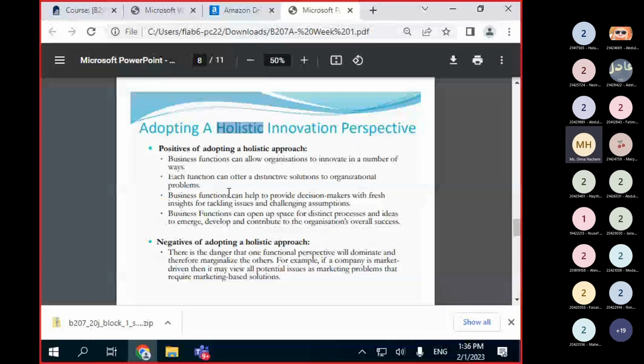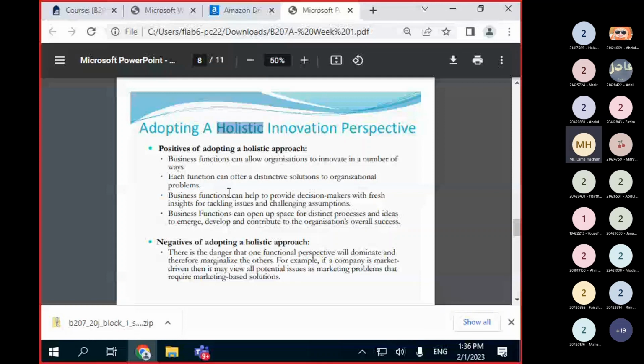Okay, interconnected. Holistic. Holistic in this title means شامل. Yes, conclusive or شامل. Holistic innovative perspective means in all the organization. So we have the same strategy everywhere in the organization, in marketing, in HR. So it's a full package for all the organization.